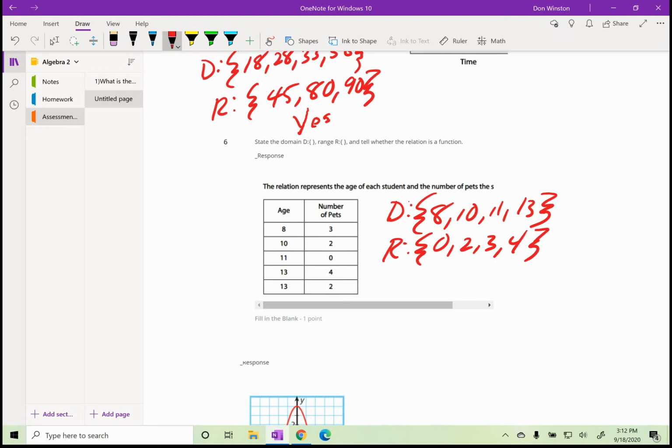And then was that a function? No, because 13 goes to both 4 and 13 goes to 2. 1 x can't go to multiple y's. So that was no. Not a function.